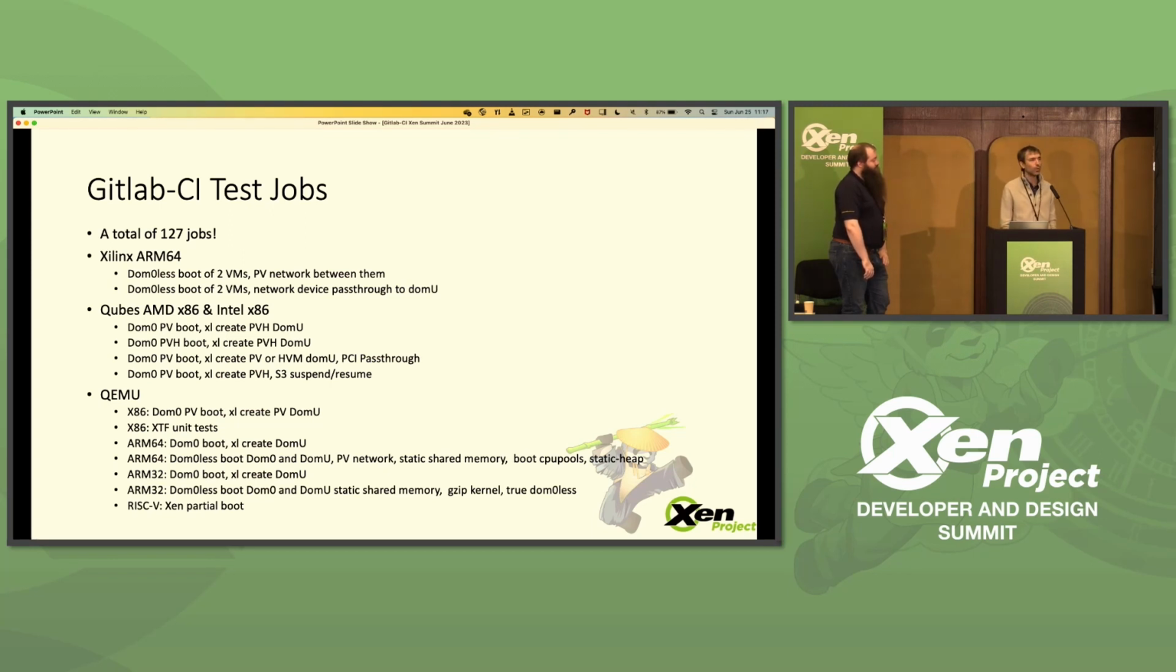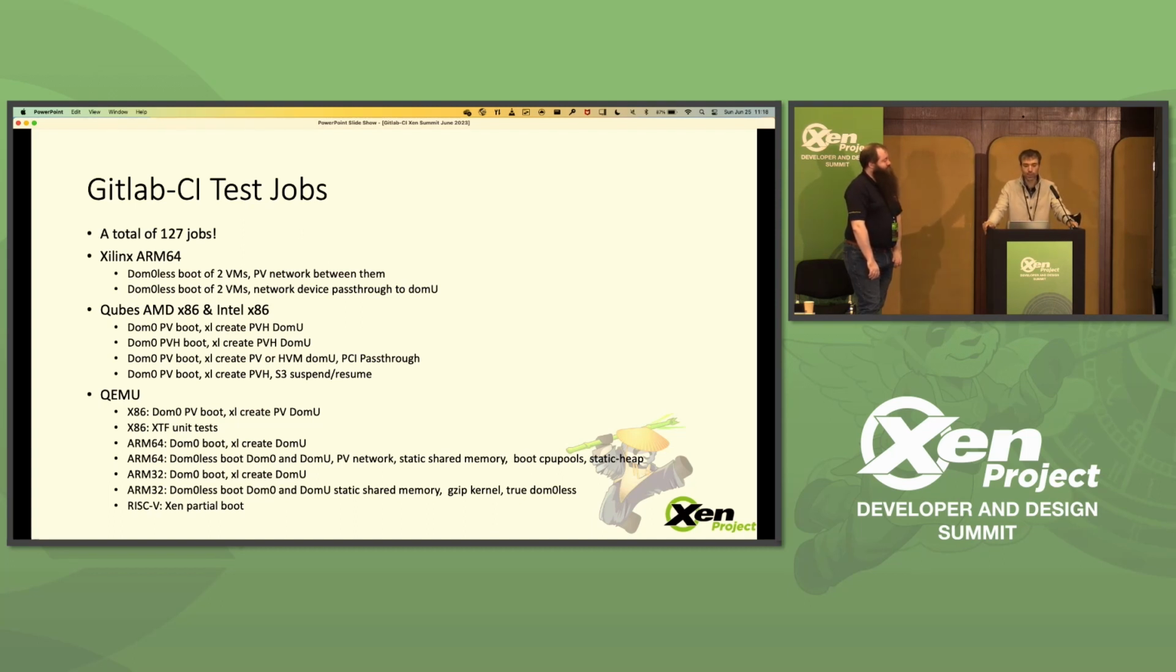I'm not going to go through all of the tests that we have because literally we have too many. But I'm going to tell you some of the ones we have. So the Xilinx hardware runner is able to boot 2 DOM0-less VMs with PV network between them. It's also able to boot 2 DOM0-less VMs with device assignment, assigning the network device to one of them.